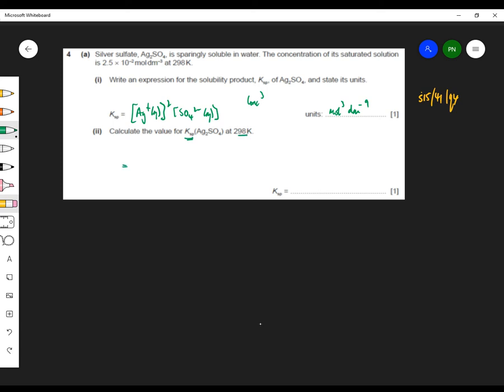All right, put these numbers in. What I do anyway is write down the equation for the dissociation, because otherwise you'll get confused here. So we have 2.5 times 10 to the minus 2 of that. This is going to be 2 times 2.5 times 10 to the minus 2, and this is going to be 2.5 times 10 to the minus 2. Put them all in the equation up here. So the silver is 2 times 2.5 times 10 to the minus 2 all squared, times the sulfate, which is 2.5 times 10 to the minus 2.